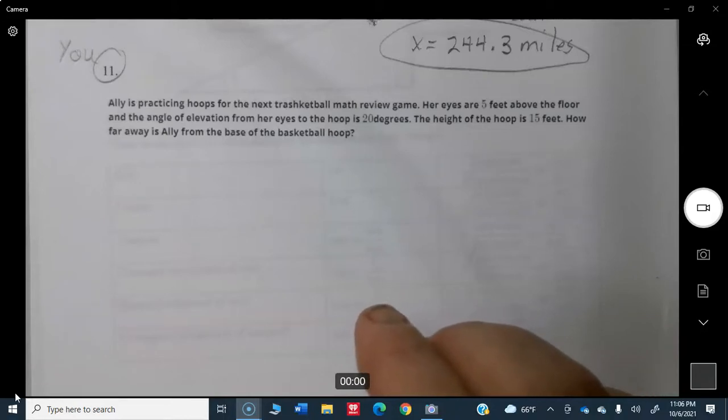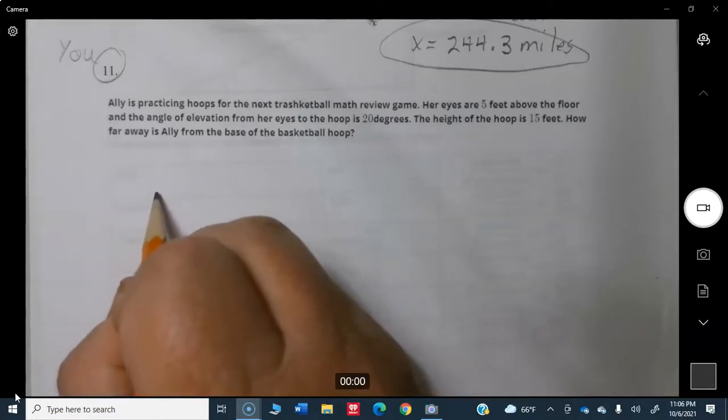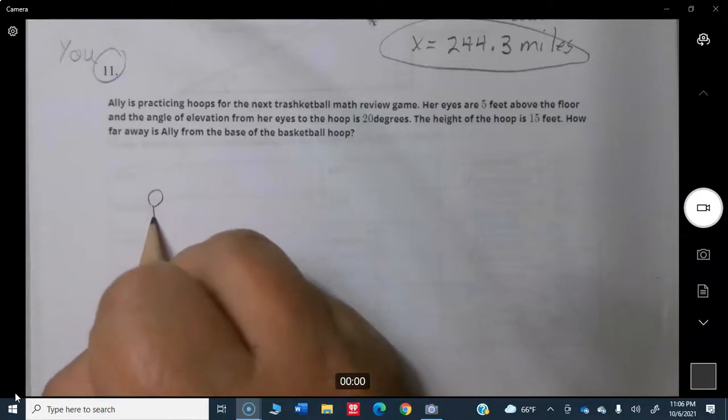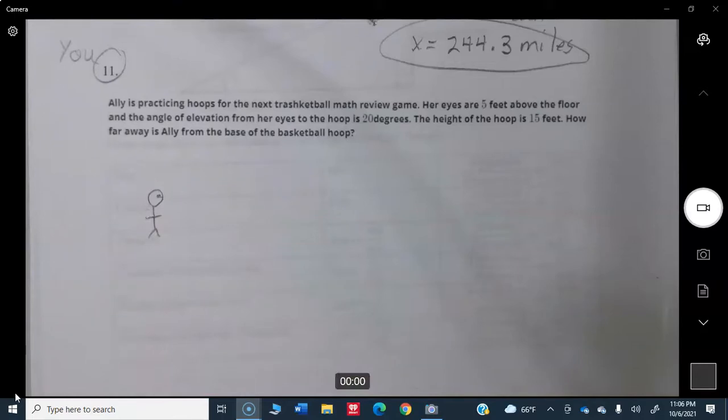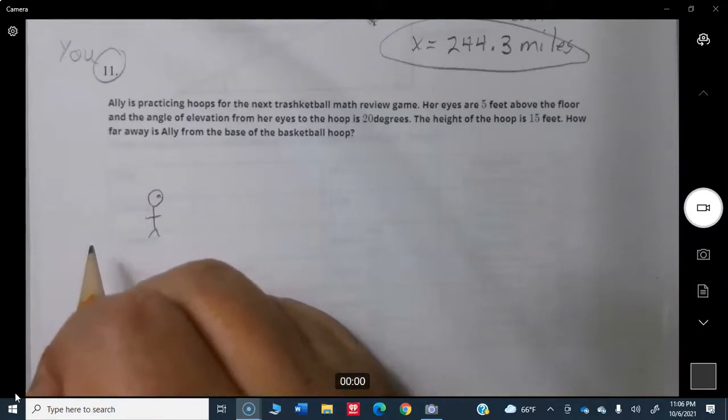Okay, it's a little bit of a tricky one. Let's see what's going on here. So let's draw this picture. We got a lot of space here. So here's Allie. Here's her eyes. Okay. She's 5 feet above the floor.